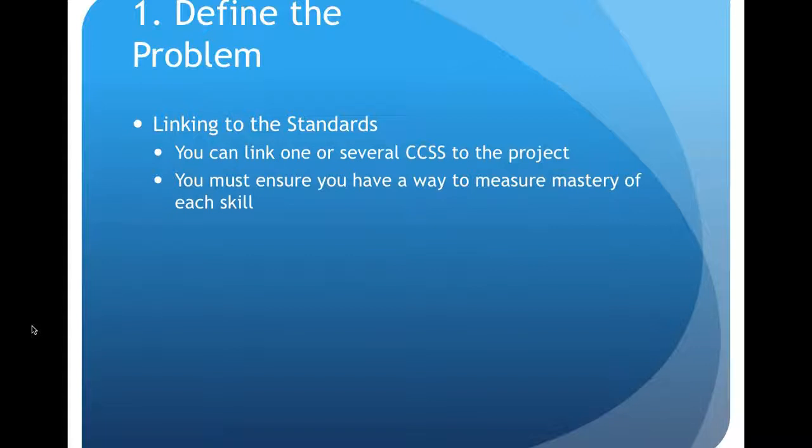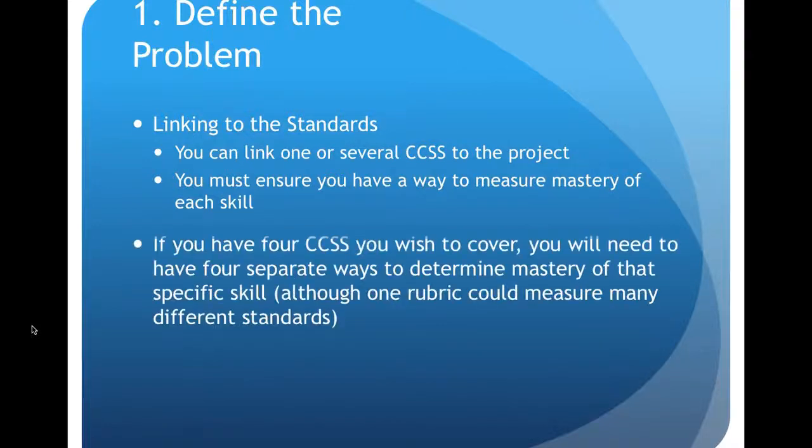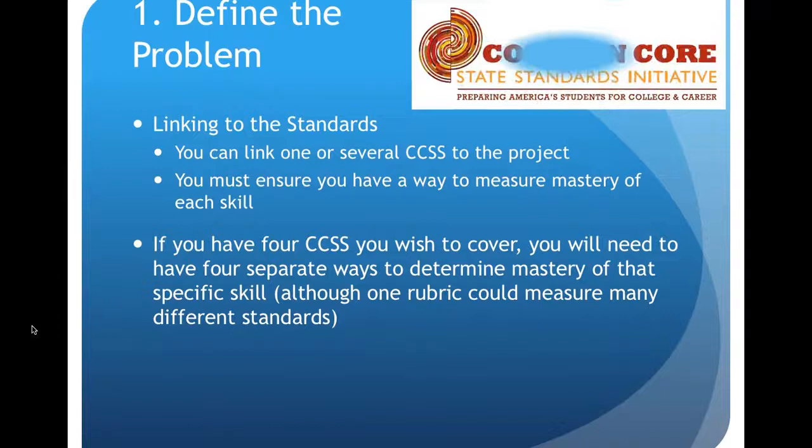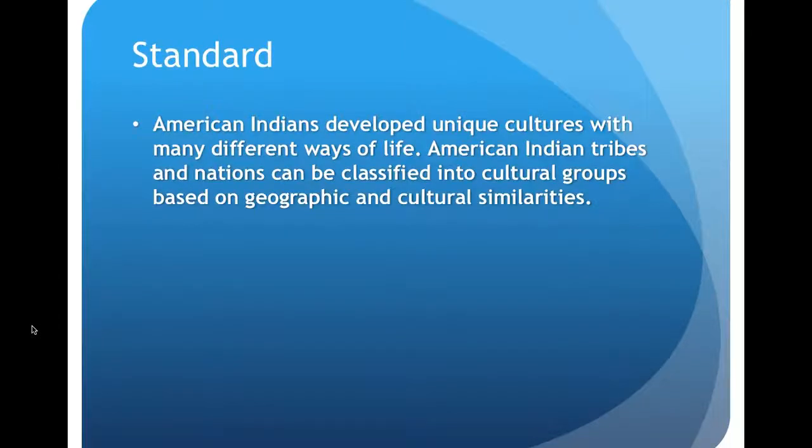The one thing you need to consider, though, is if you do link to more than one content standard, let's say 3 or 4, you need to make sure that when you're assessing, you are assessing each of those individually. You don't want to do it as a whole, because then you don't know where kids are deficient or where they're excelling. So in the assessment phase, you will have to make sure that you are evaluating for each of those, and so you'll see whether students are mastering or not. An example would be this one right here, which is a social studies standard from the 5th grade: American Indians developed unique cultures with many different ways of life.